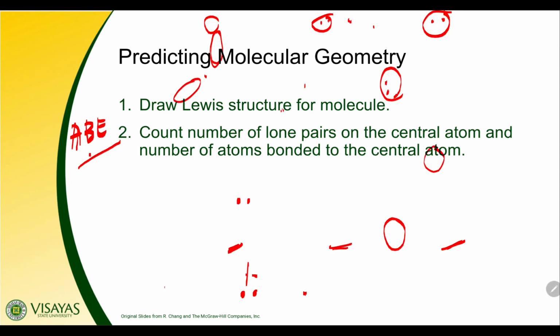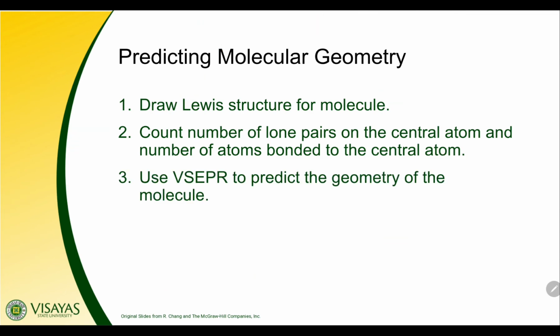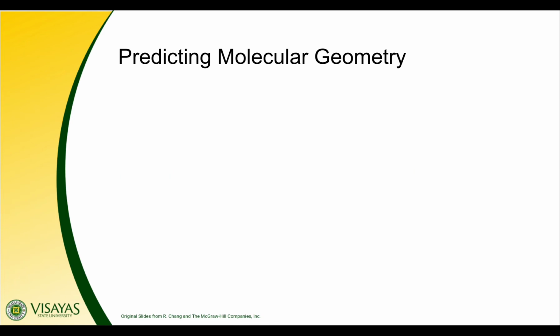Here, B stands for the atoms bonded to the central atom, and E stands for the lone pair on the central atom. Okay, next is we use VSEPR to predict now the geometry of the molecules. After knowing the class of the molecule, we use VSEPR to predict the geometry of the molecule. So for example, we have here: what are the molecular geometries of SO2 and SF4, or sulfur dioxide and sulfur tetrafluoride?